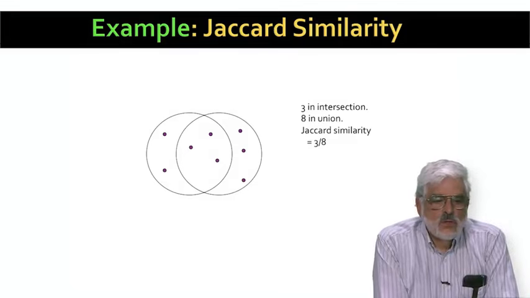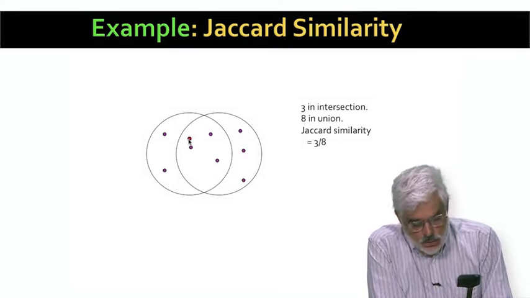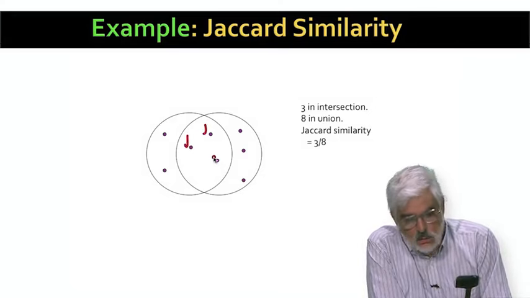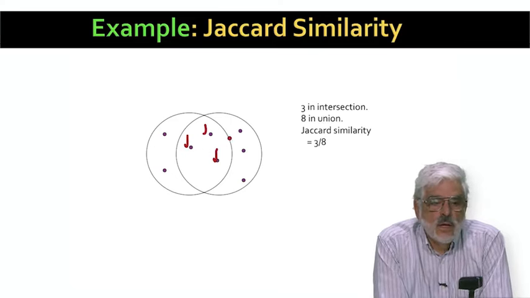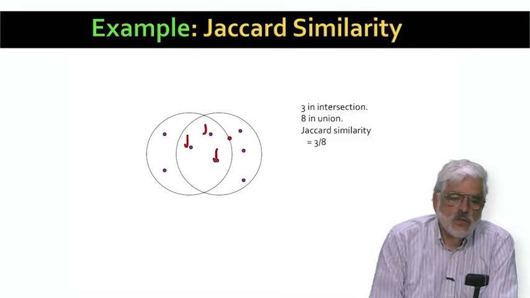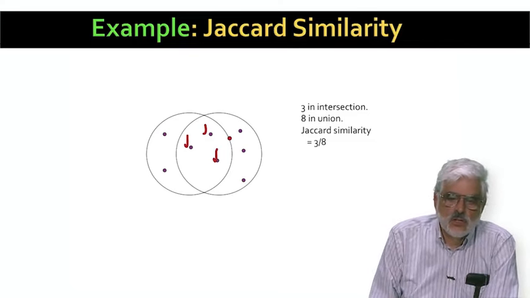For example, these two circles represent sets. There are three elements in common to both sets, so the size of their intersection is 3. And there are 8 elements in the union, so the size of their union is 8. The Jaccard similarity of these sets is the ratio of the sizes of their intersection and union, or 3/8 in this example.